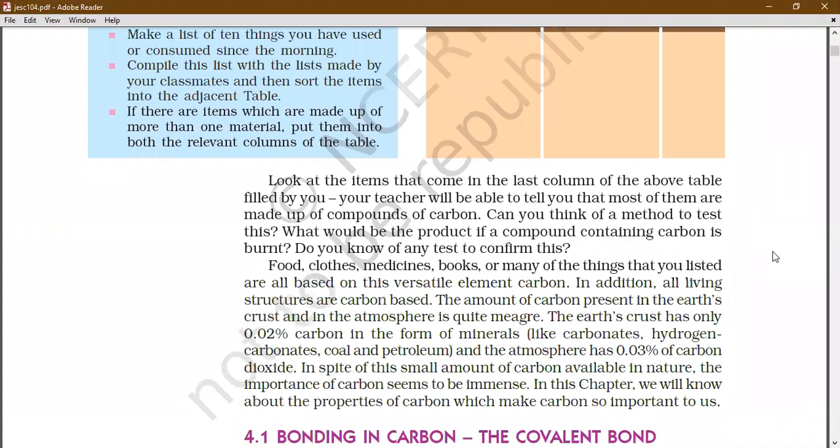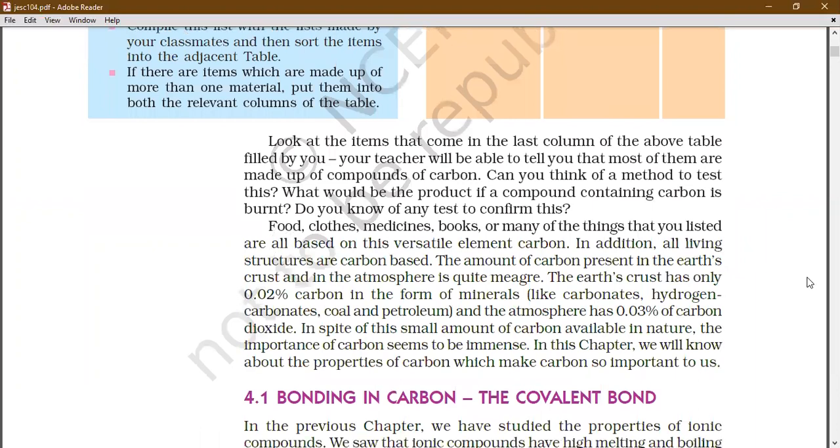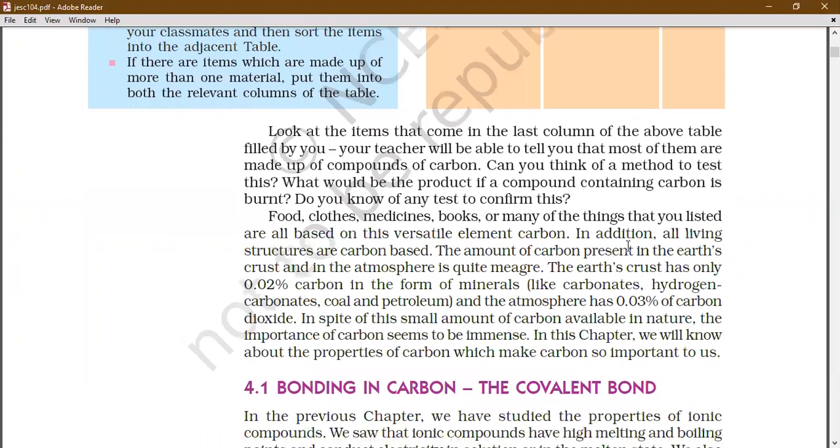Can you think of a method to test this? What would be the product if a compound containing carbon is burned? Do you know of any test to confirm this? Food, clothes, medicines, books, or many of the things that you listed are all based on this versatile element, carbon. In addition, all living structures are carbon based.